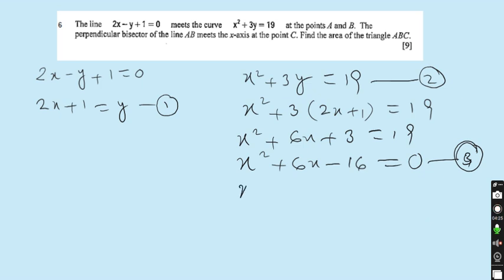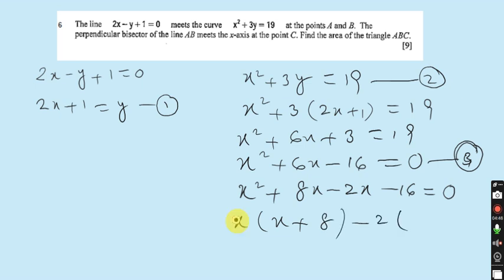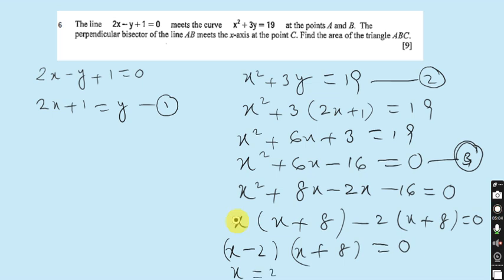8 times 2 is 16, and 8 minus 2 is 6. I hope you know the method of factorization of a quadratic equation. Taking x common from the first two terms: x(x plus 8), minus 2 common from the last two: minus 2(x plus 8) equals 0. So (x minus 2)(x plus 8) equals 0, and x equals 2 and x equals minus 8.